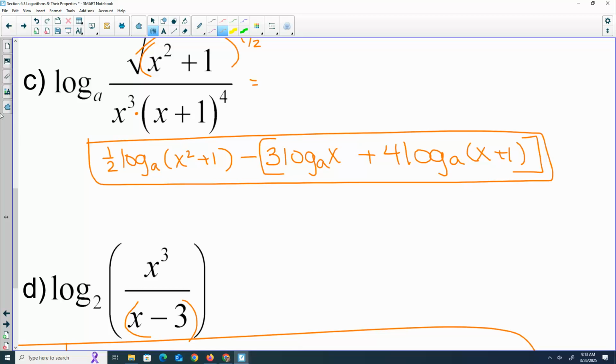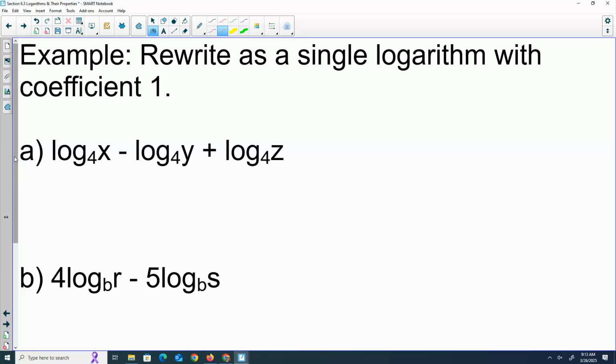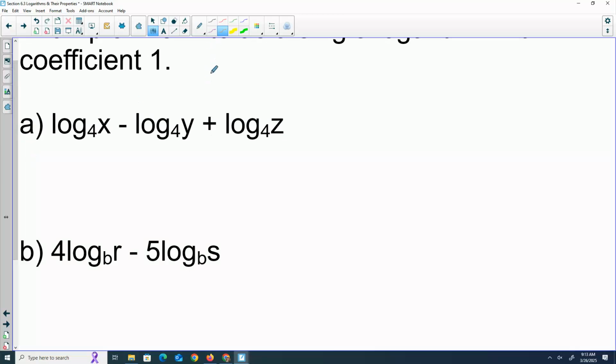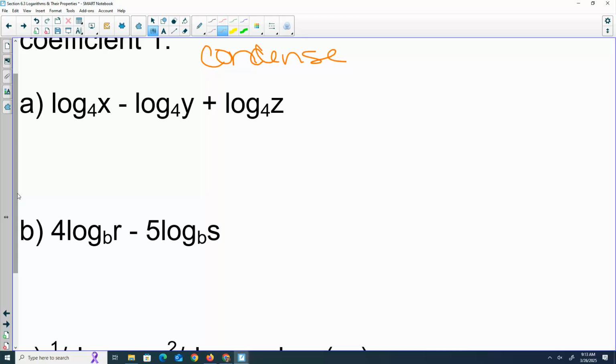Any other questions? So that's expanding, breaking them apart into individual logs. Sometimes I'll say condense. That means put them back together into a single log. So when we get ready to solve equations, we have to be able to manipulate these. Sometimes we're going to need to break things apart, sometimes we're going to need to put them back together. Condense means I only want one logarithm.